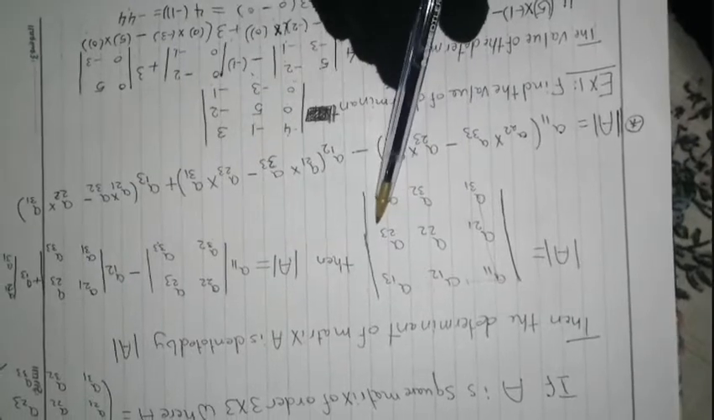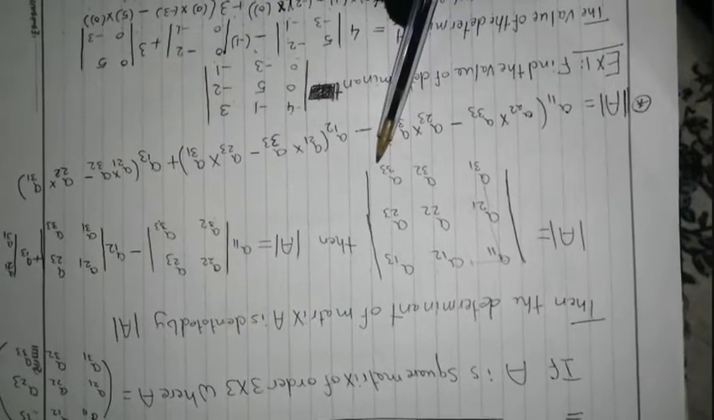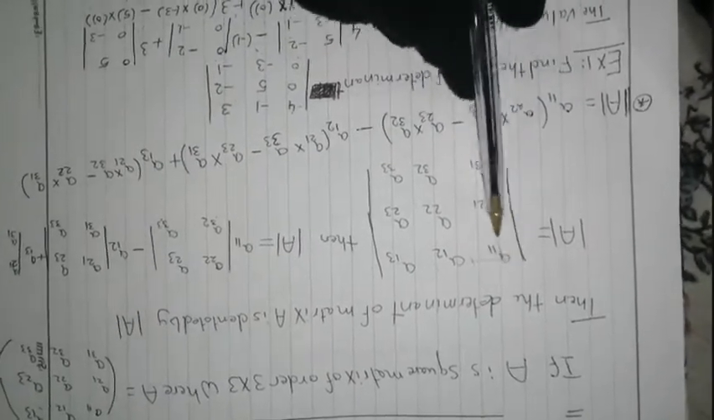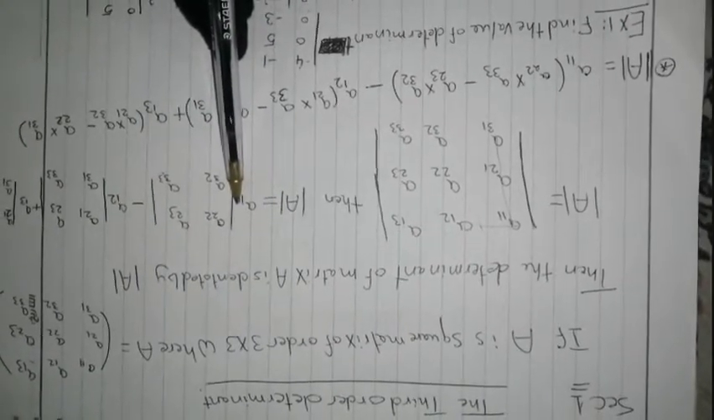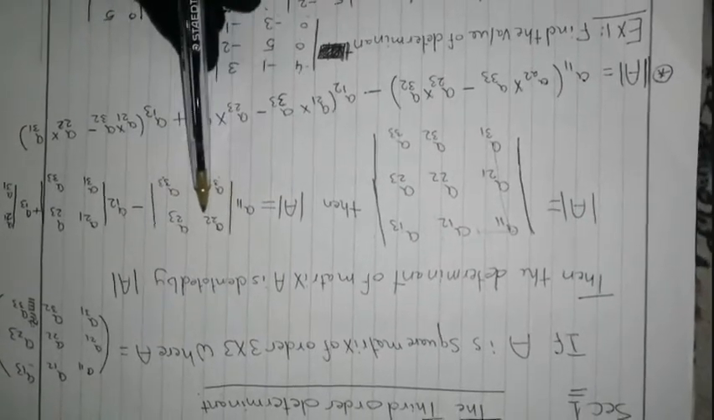Determinant A equals A11, A12, A13, A21, A22, A23, A31, A32, A33. The first element A11, I write, multiply what? What is this? This is a minor determinant. How to find a minor determinant? We cross the first row and the first column.